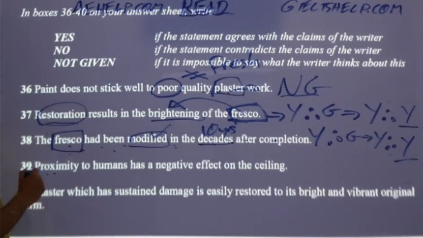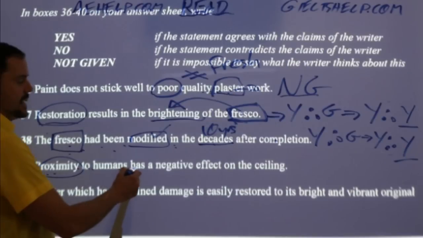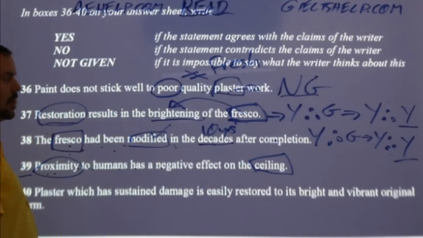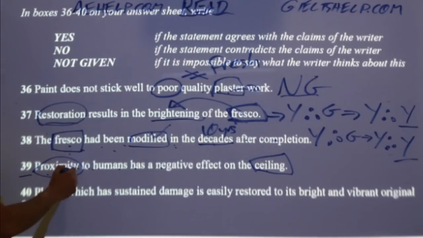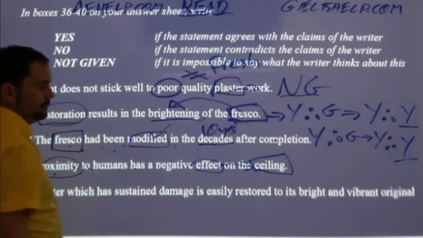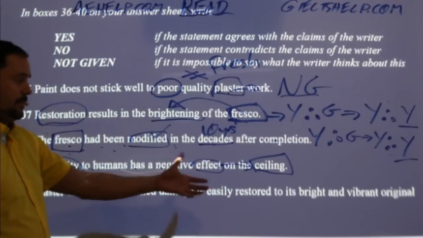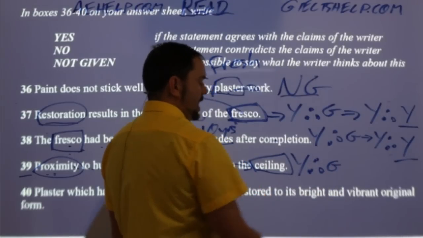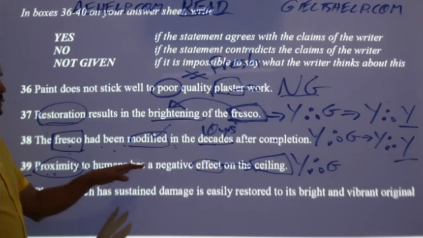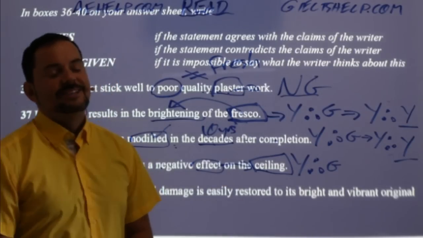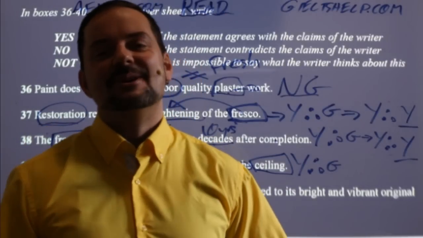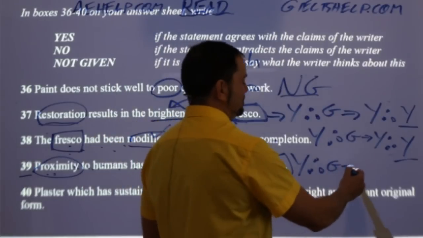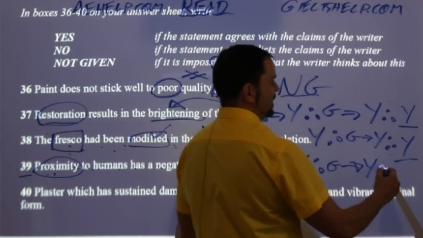39, proximity, which means closeness to humans, has a negative effect on the ceiling. So the ceiling, again, is the fresco. It's another way to say it. It's the topic. People have a bad effect or result on the ceiling. Is that important, talking about this ceiling? Yes, absolutely. So therefore, it's given. And is it true that people being close to the ceiling has a negative effect? I hate to say this, but people being close to most things have negative effects in our world, unfortunately, sooner or later. And I don't mean to be cynical. So yes, therefore yes.